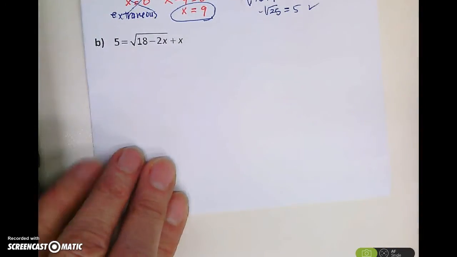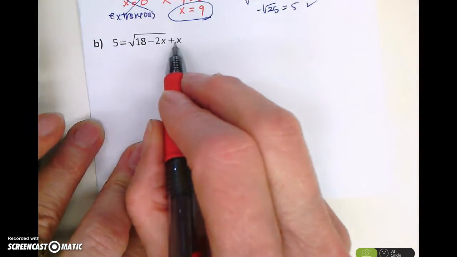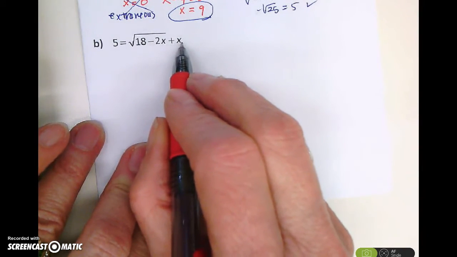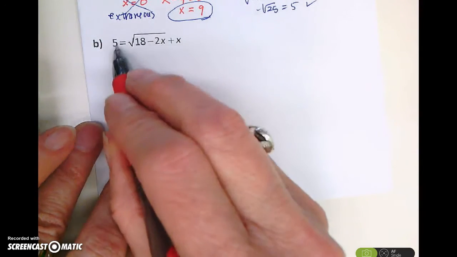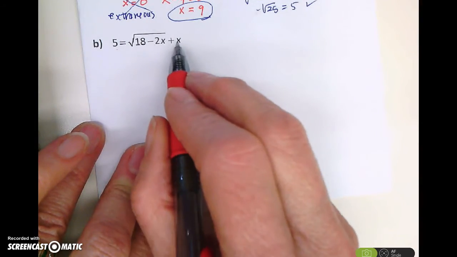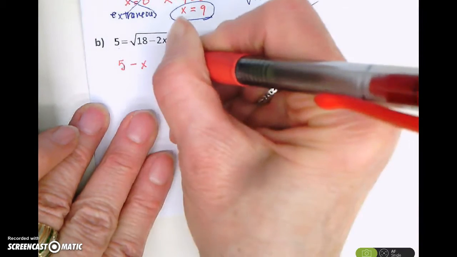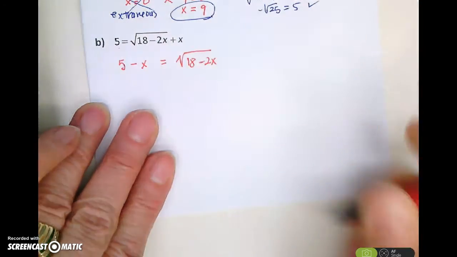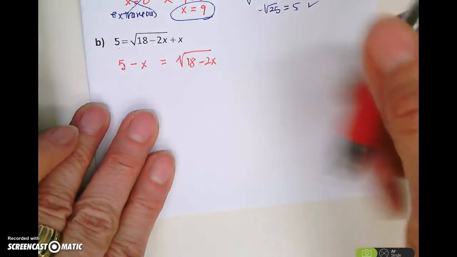All right, then B, this time, here's my radical again. But I have the plus x. You see, here's where the radical ends right there. And the plus x is outside of the radical. So I need to move it away so that this radical is alone on one side of the equal. So I'm going to subtract the x and get 5 subtract x is equal to the square root of 18 minus 2x. So then once I do that, then I'm going to square both sides.